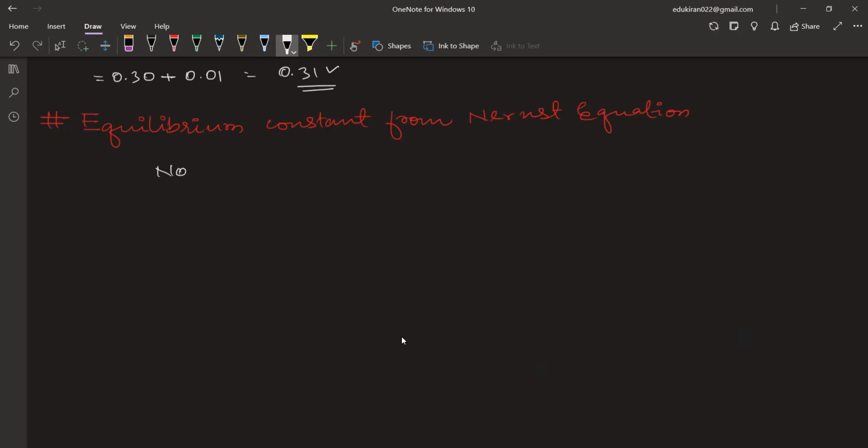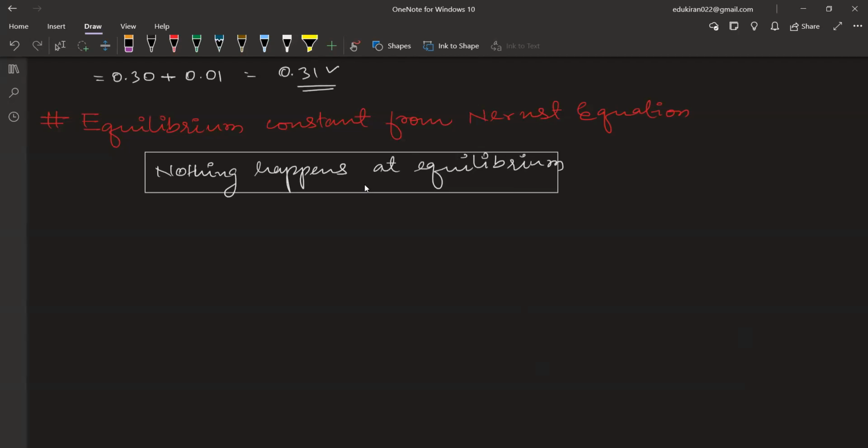I don't remember. Nothing happens at equilibrium. भूल गए आप. What happens in equilibrium? Nothing happens in equilibrium, or at equilibrium we should say. याद आया कि नहीं याद आया अब? Yes. What happens at equilibrium? Nothing happens at equilibrium. Wafia, Fatima, and Ahmed, will you remember this? Yes or no? Please tell me.